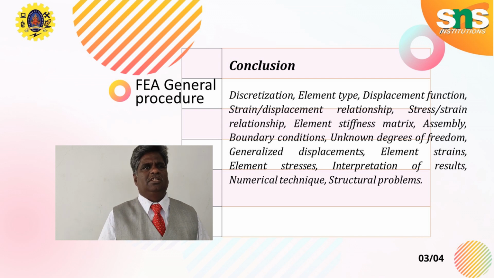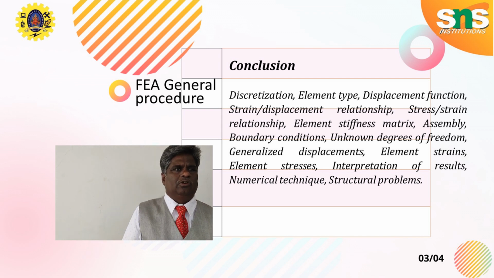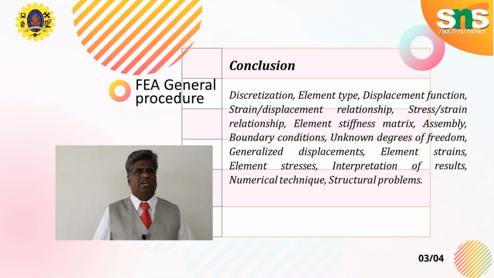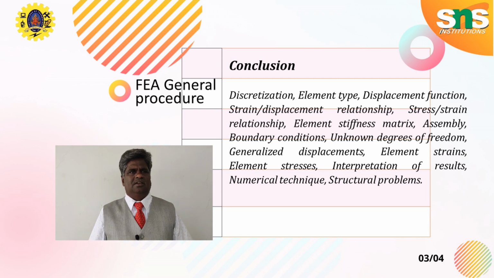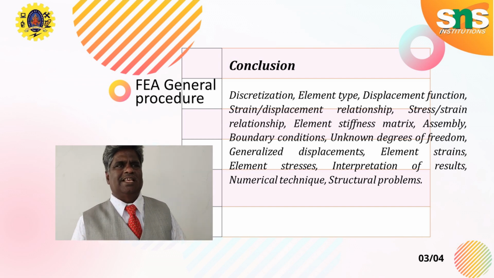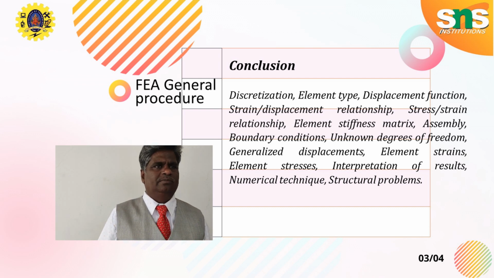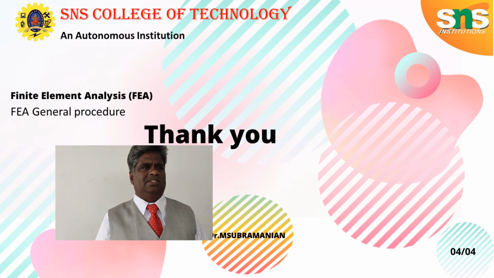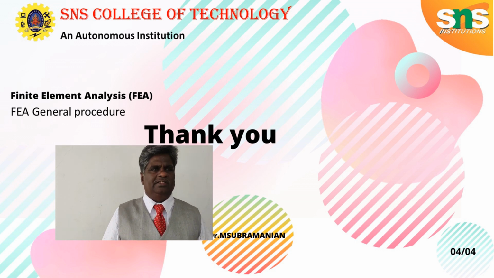The FEM solution involves a series of steps including discretization, selection of the element types, choice of the displacement function, definition of the strain-displacement and stress-strain relationships, deriving the element stiffness matrix and equations, assembly of the element equations, solving for unknown degrees of freedom or generalized displacements, calculating the element strain and stress, and interpreting the results.